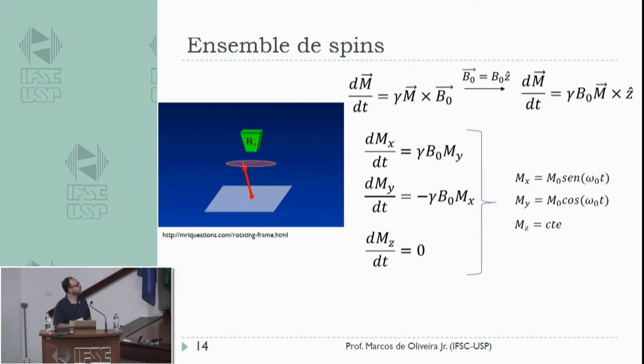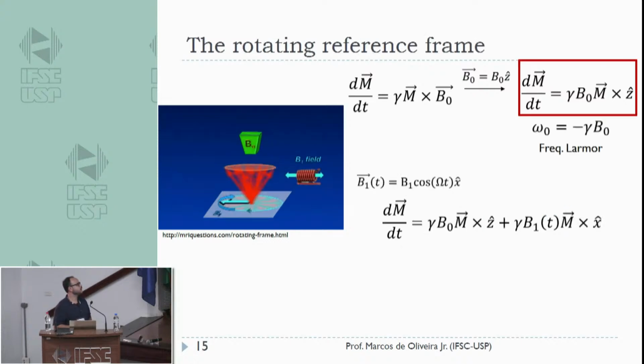So, the omega 0 that goes in the solution here is exactly the same gamma B0 that I showed before. That's the separation between the energy levels. It's not a coincidence. It has a reason. And then this is what we call the Larmor frequency. So this is the frequency the nucleus would have if it would be isolated in space.